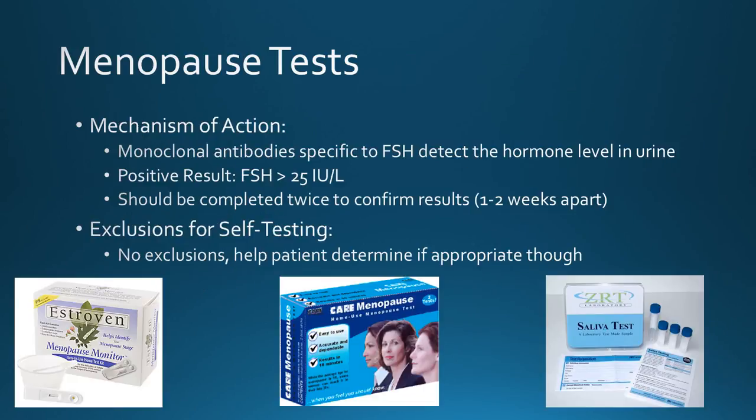Mechanism of action for these tests is again an antibody that's going to be specific to your FSH, and a positive test result occurs when that FSH is greater than 25. The most important point for patients on this test is that it needs to be completed twice to confirm results about 1 to 2 weeks apart, because the FSH is going to fluctuate throughout a woman's menstrual cycle. Again, for this test, there's no exclusions for self-testing. It's more important, though, that you help your patient determine if it's appropriate and helping get them to a physician that's going to provide symptomatic relief and symptomatic recommendations for them.